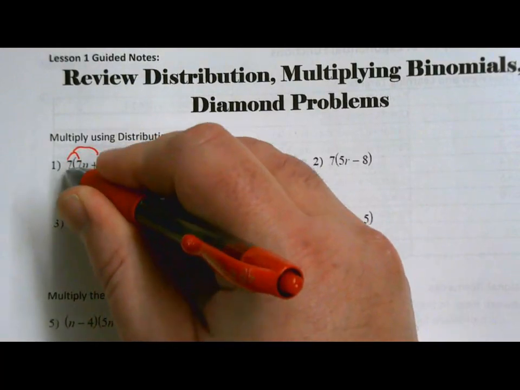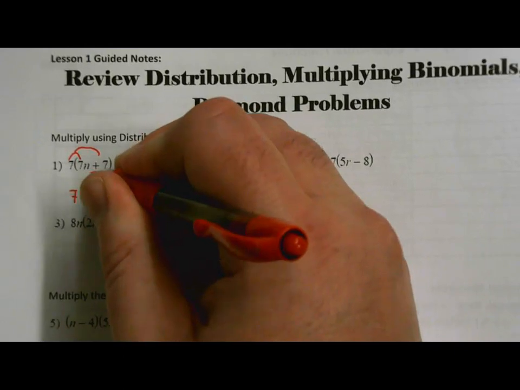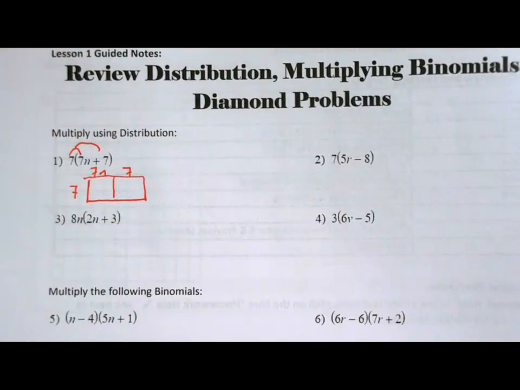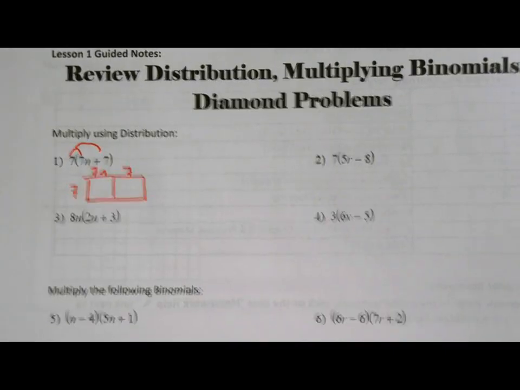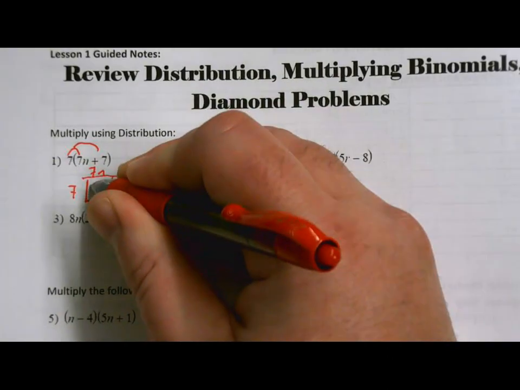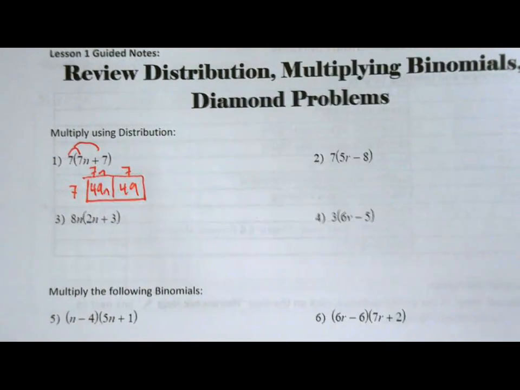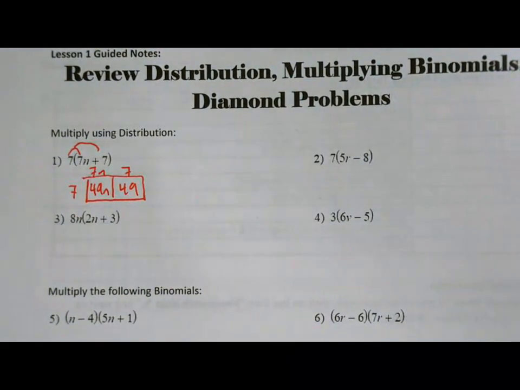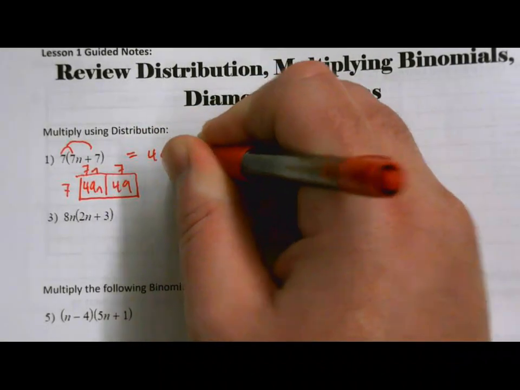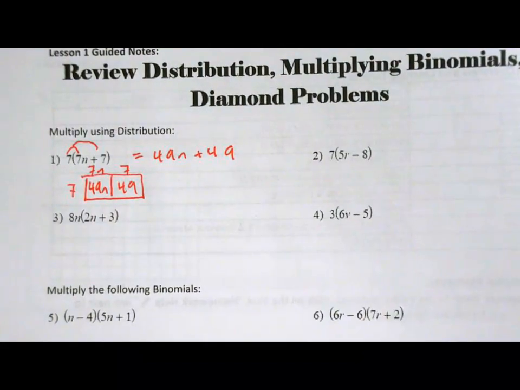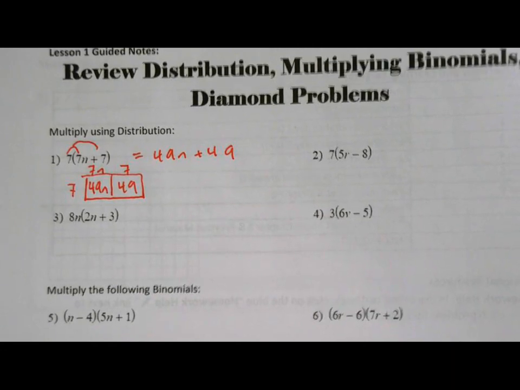If you're going to create a box, you take the thing out front and put it out front. And then the thing inside the parentheses would go up top. 7n and 7. And then we just do some multiplication. 7 times 7n is 49n. And 7 times 7 is 49. And that gives us our answer, which is 49n plus 49. You guys remember doing this? And that's it.